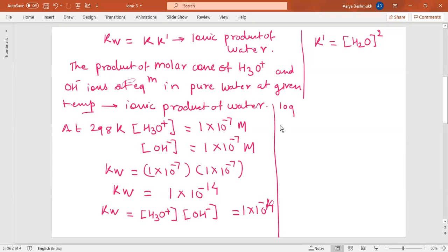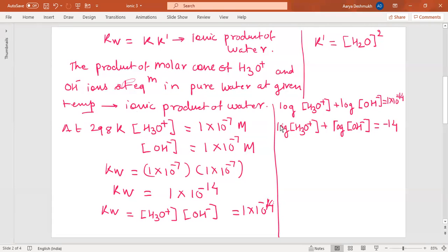So log of H3O plus plus log of OH minus ions equals 1 into 10 raised to minus 14. Now, you can write this as log of H3O plus plus log of concentration of OH minus ion equals minus 14. We are just putting the power this way.